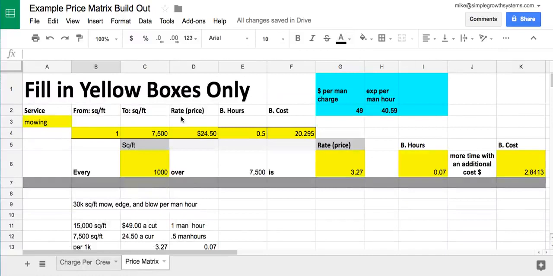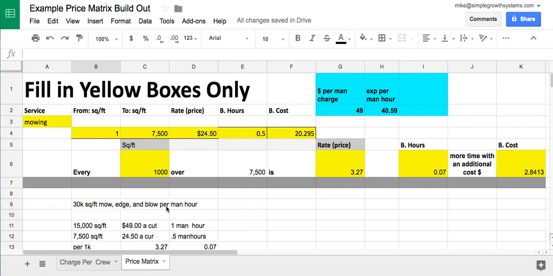So next page here is something we build out. And for lawn mowing, from 1 to 7,500 square feet, we're going to be charging $24.50. So you may be wondering what all these numbers mean. We're going to use the average production rate with the equipment set up in this example of 30,000 square feet, mow, edge, and blow per man hour. This does not include drive time.